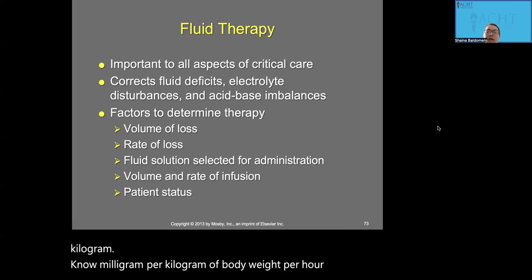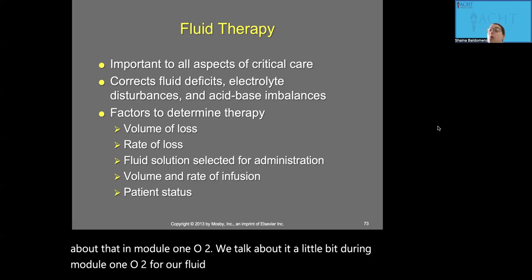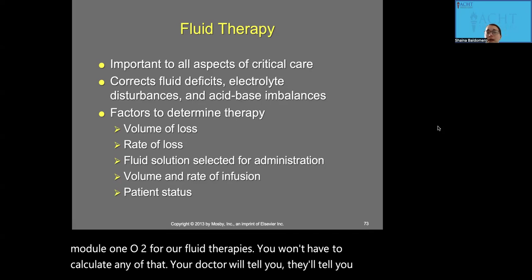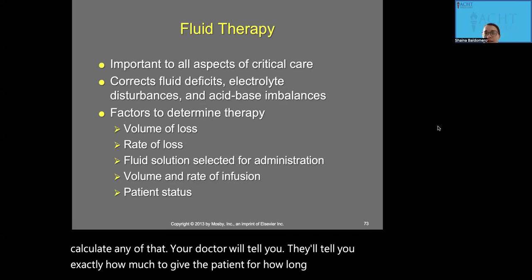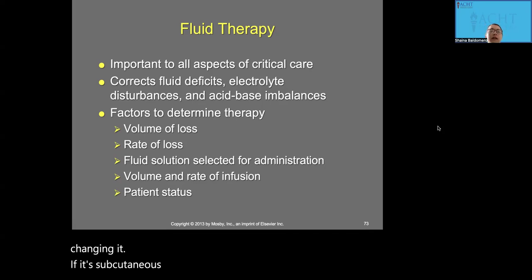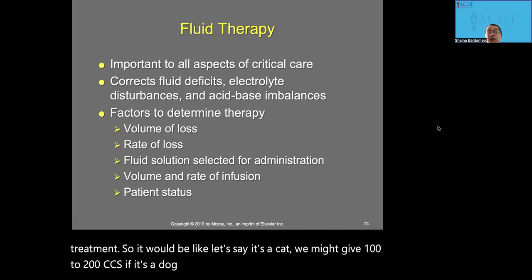I teach about that in Module 102. We talk about it a little bit during Module 102 for our fluid therapies. You won't have to calculate any of that. Your doctor will tell you exactly how much to give the patient, for how long, and if we're changing it. If it's subcutaneous, it'll be one amount under the skin for treatment. Let's say it's a cat, we might give 100 to 200 cc's. If it's a dog, we could give up to 600.